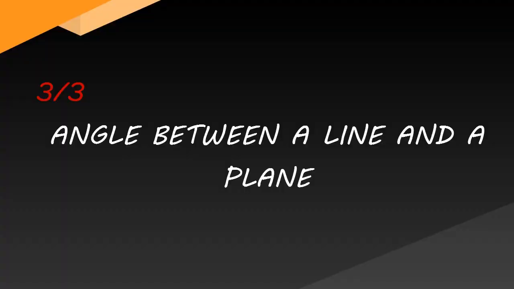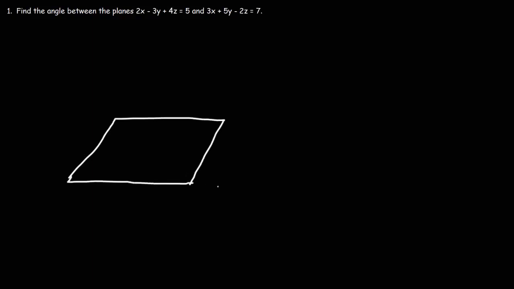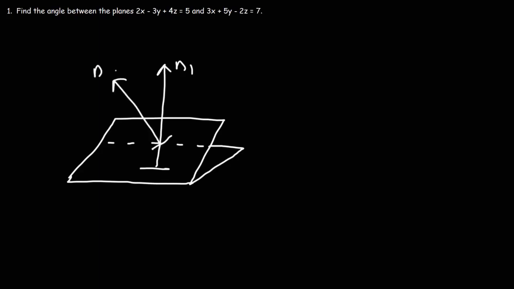Lastly, we shall look at the angle between a line and a plane. So let's begin with a picture. Let's say this is the first plane, and beneath it is the second plane. And then let's say this is the normal vector of the first plane. Let's call that n1. And here we have the normal vector of the second plane, n2.